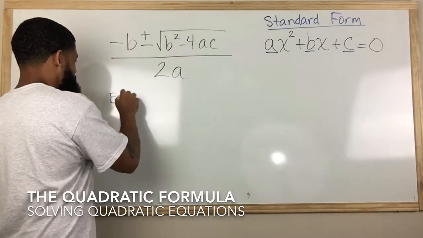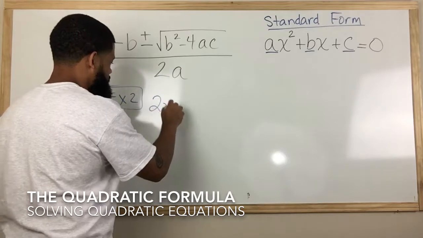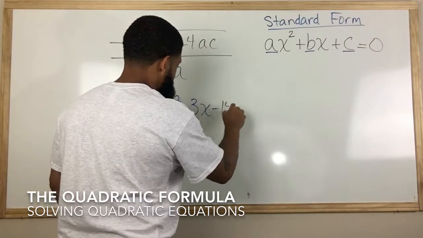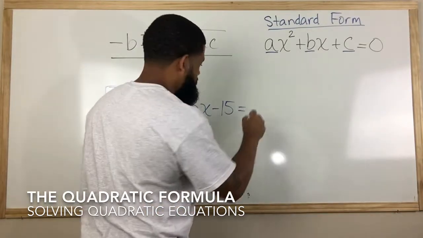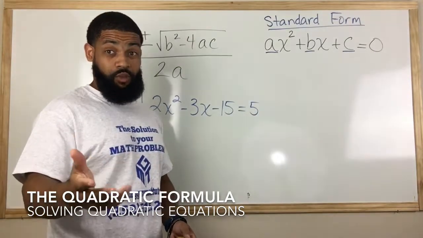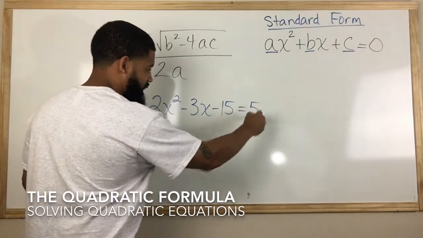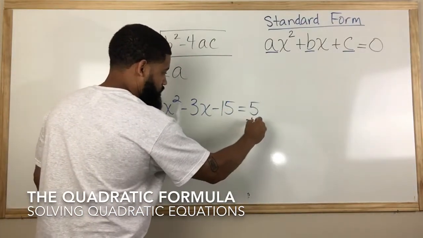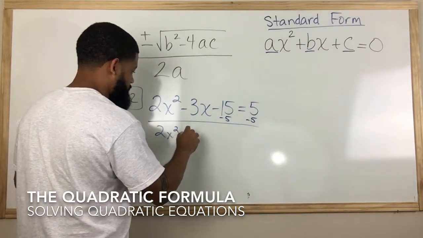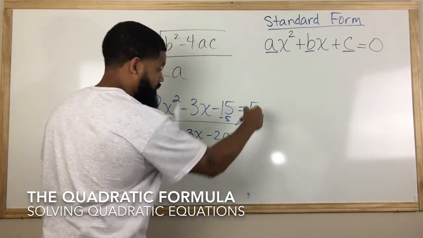So let's say example 2, I have 2x squared minus 3x minus 15, and that equals 5, okay? Now, we have to first of all set this equal to 0 before we can find out what a, b, and c are. So I want to take this 5 and take it to this side. So I want to subtract 5 from both sides right there. All right, so this gives me 2x squared minus 3x minus 20, and it equals 0 because 5 minus 5 equals 0.